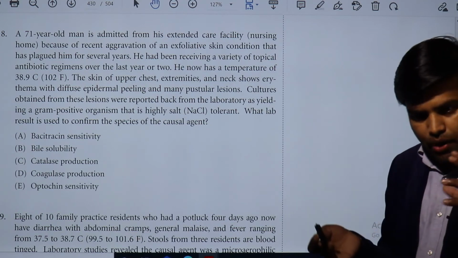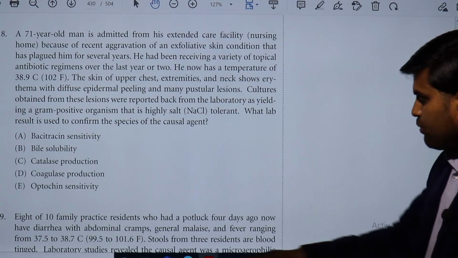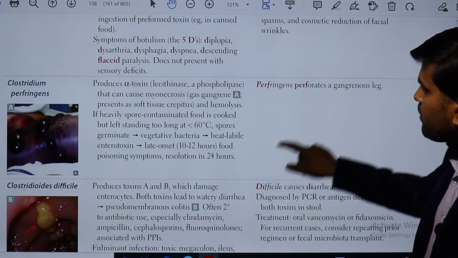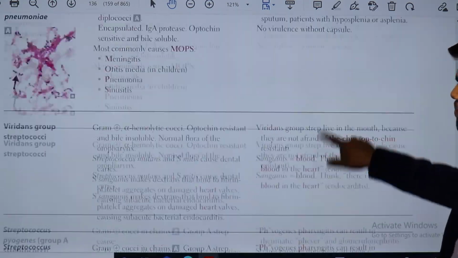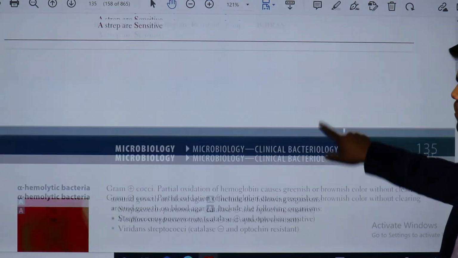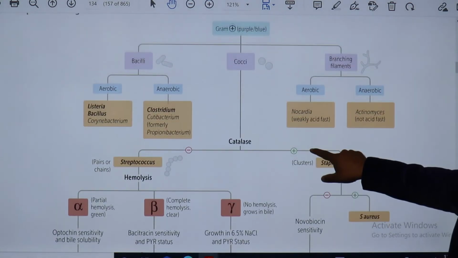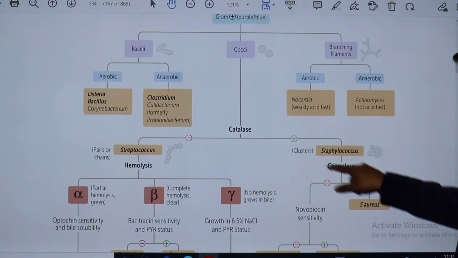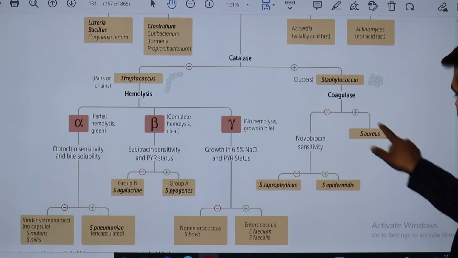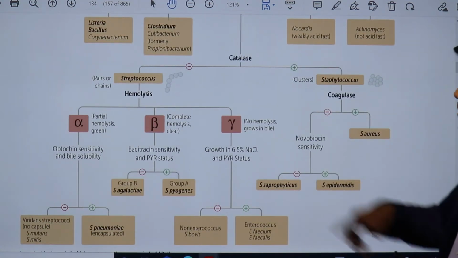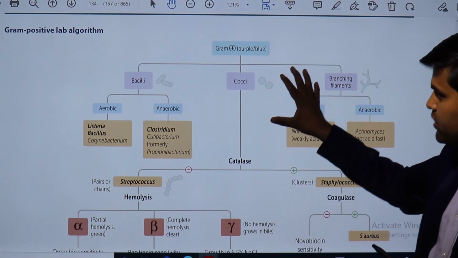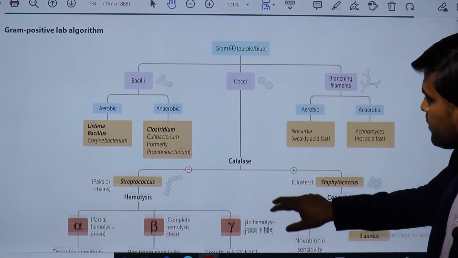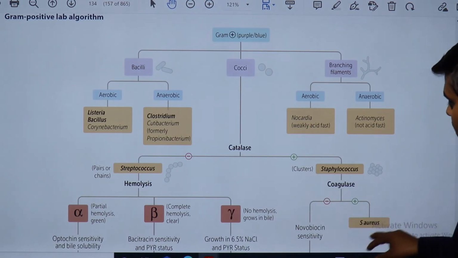So when you remember this gram-positive organism classification, they are asking you not only about Staphylococcus, they are asking you about Staphylococcus aureus. So what is the test? Initially, this is the gram-positive organism that has been given in your question. Now you have to identify what will be the test that leads to Staphylococcus aureus.